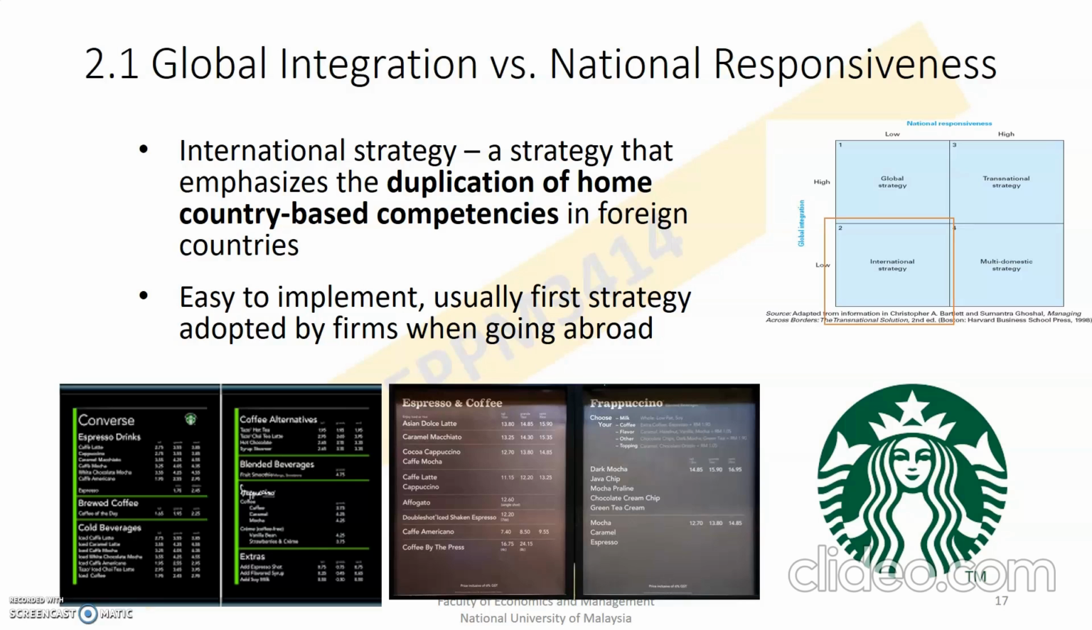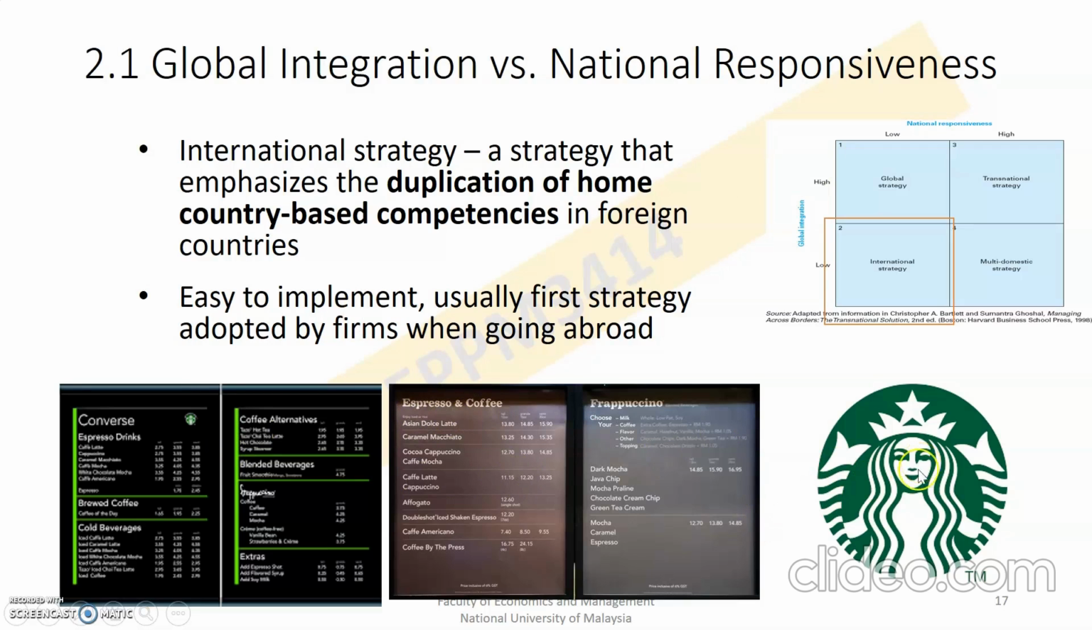I would like to give you an example of Starbucks. If you go to Starbucks in a different country, it is likely to be similar to the original Starbucks in the US, where the franchise is originally from. But there is very little variation, especially in terms of its product. So this is what I said. There is national responsiveness, yes, but quite low. The global integration is also low.